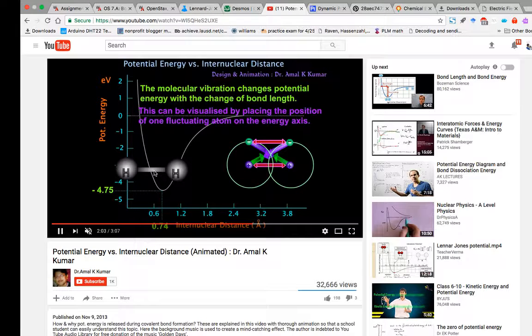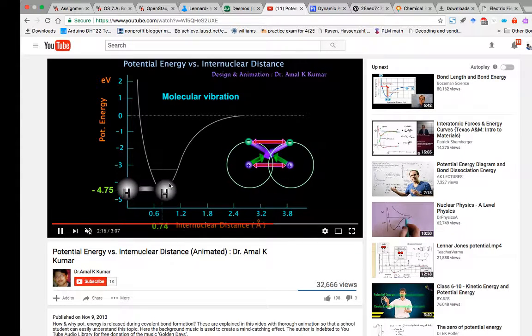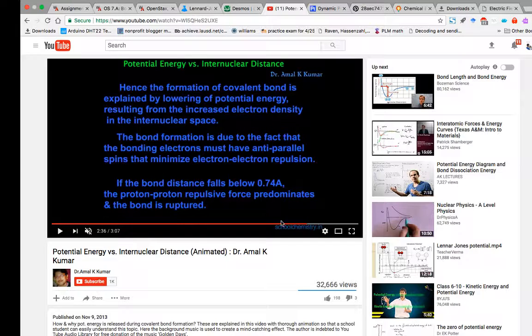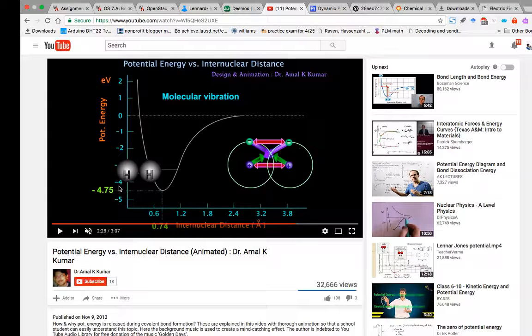stretch its bond, that only happens if there is some heat available. So you see this bouncing up and down. Every time it goes up, it is absorbing energy, and every time it goes down, it is releasing energy. Right? Up, absorbing, down, releasing. Up, absorbing, down, releasing.